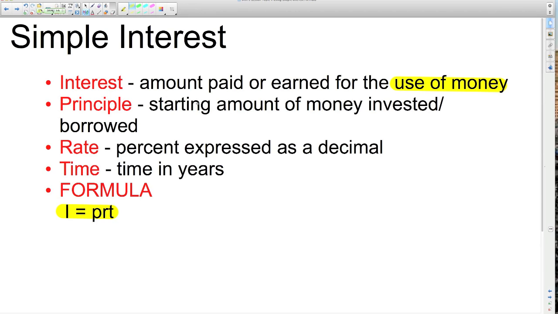The principal is the starting amount of money invested or borrowed. It's the starting amount of money, whether it be an investment or it's lent to you. The rate is the R, that's the percent expressed as a decimal. Percent expressed as a decimal. That's important. Here's another important thing. The T is the time, and the T has to be in years. If it's given to you in months, you're going to have to change it into years by putting it over 12. Let's take a look at solving some problems with the simple interest formula.